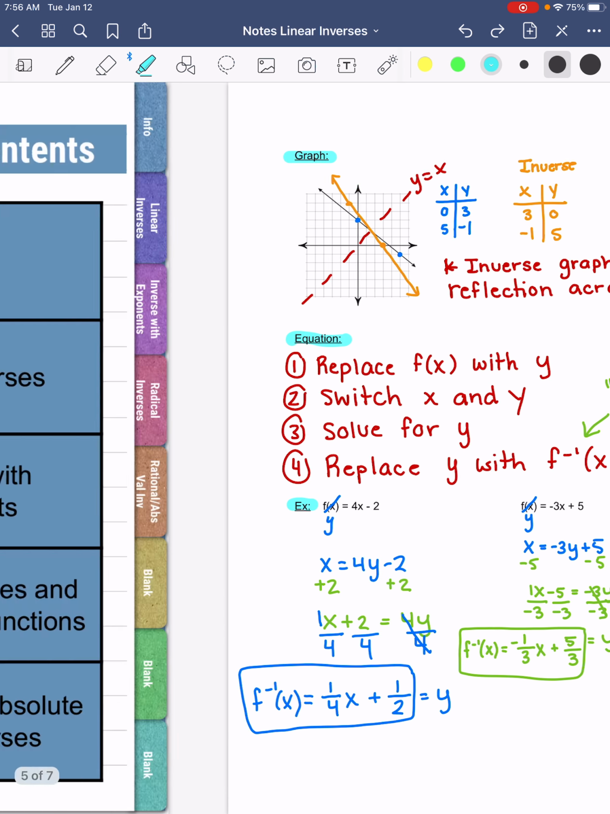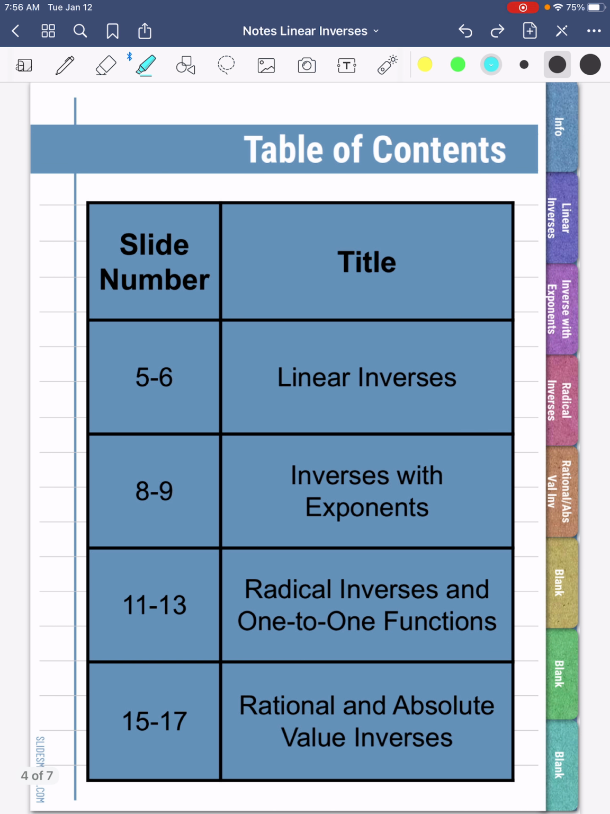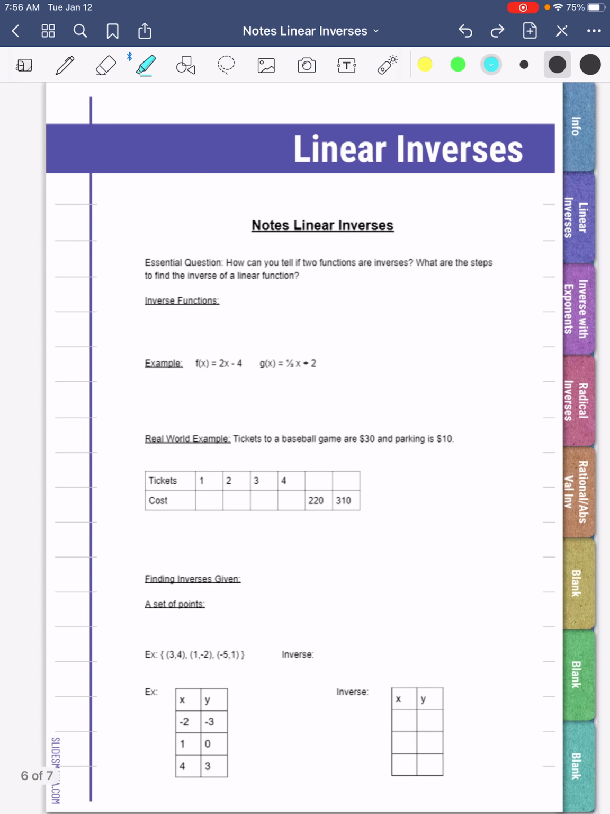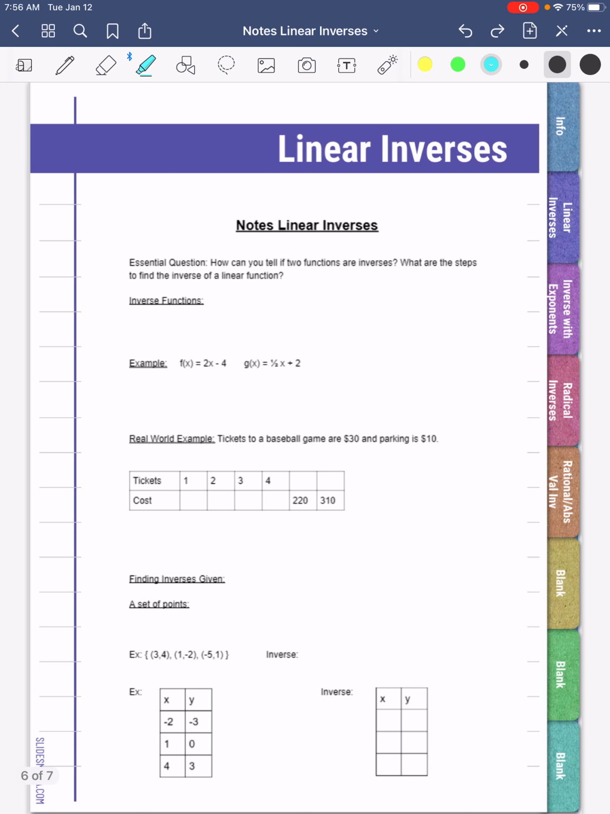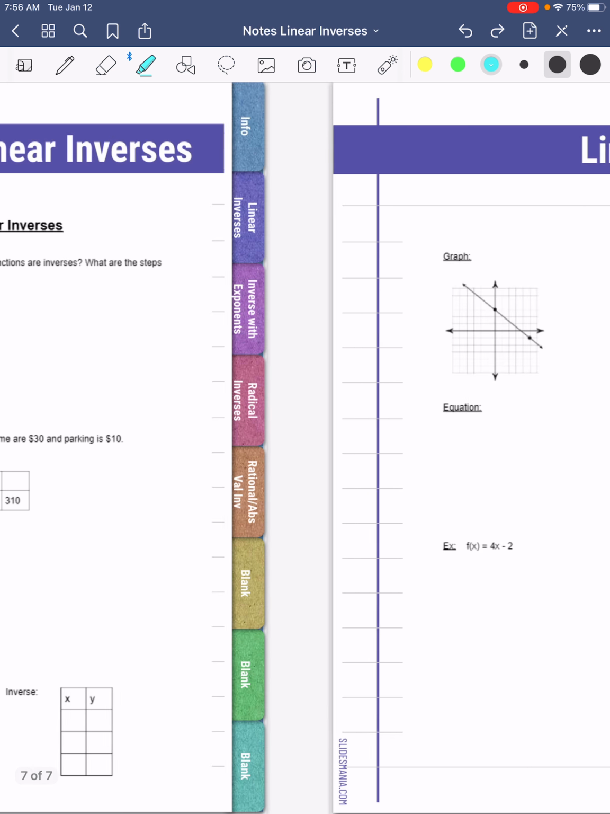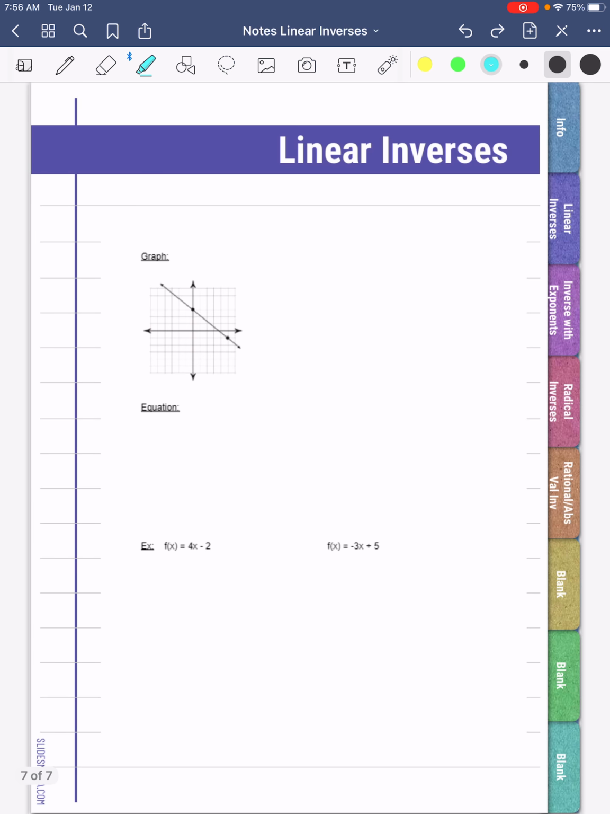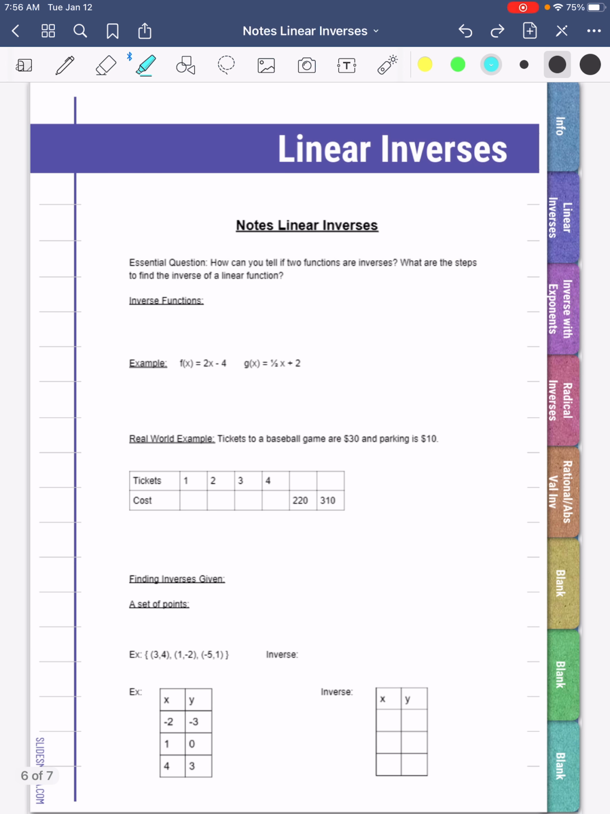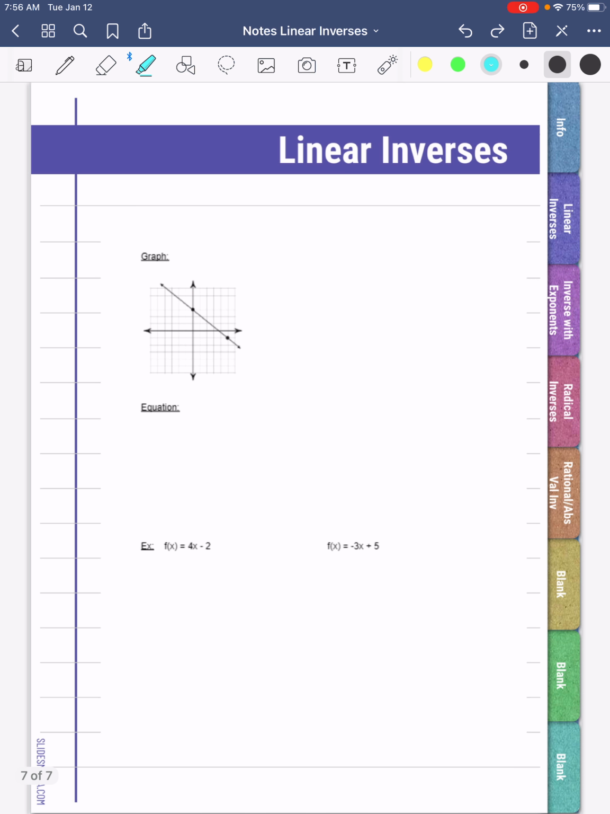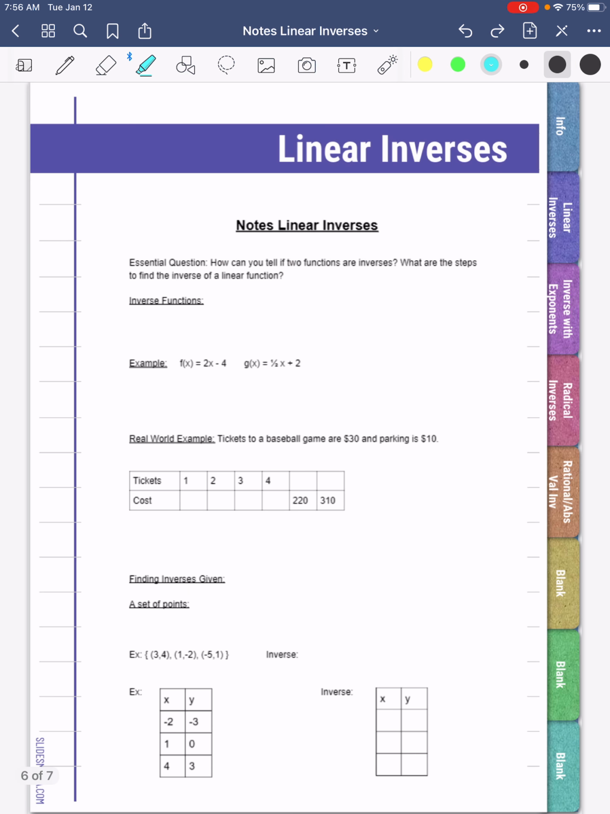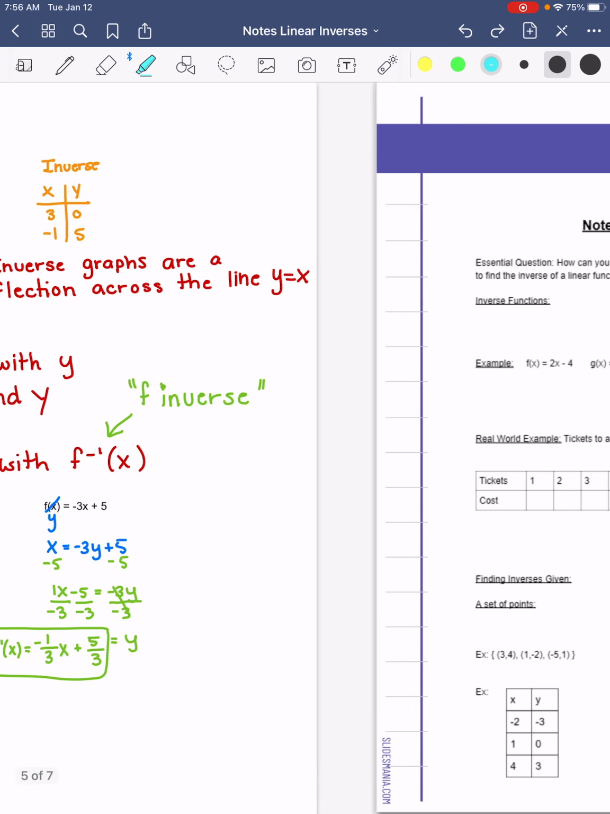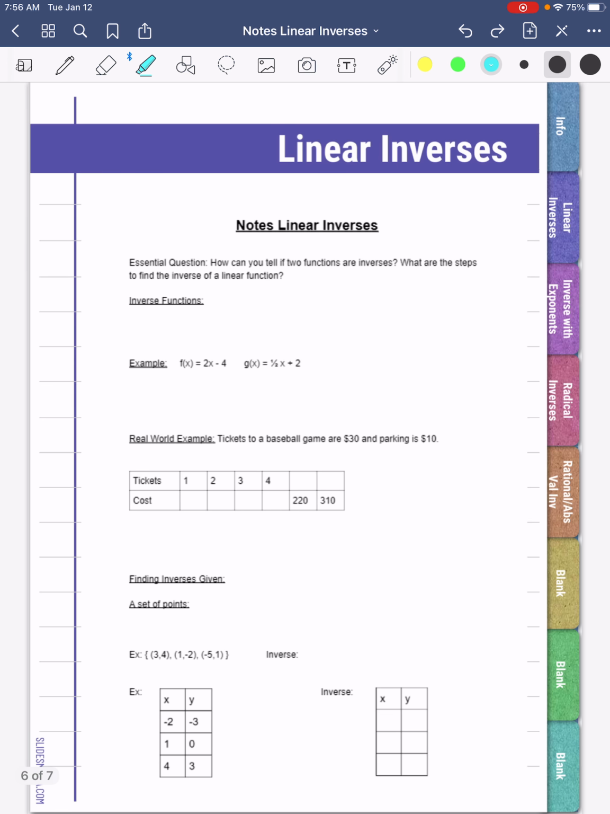Okay, so on our new digital notebook, I have it set up a little bit differently. I have the table of contents filled in for you already. So our notes are going to go on slide 5 and 6, linear inverses. So you go to slide 5, that'll be your first page. It's only one picture per page now, instead of having the two sides. So maybe if they're larger, it'll be easier to read and whatnot. So slide 5 and 6 is where you guys are going to put your notes for today. And that's it. Your homework's on Khan Academy.